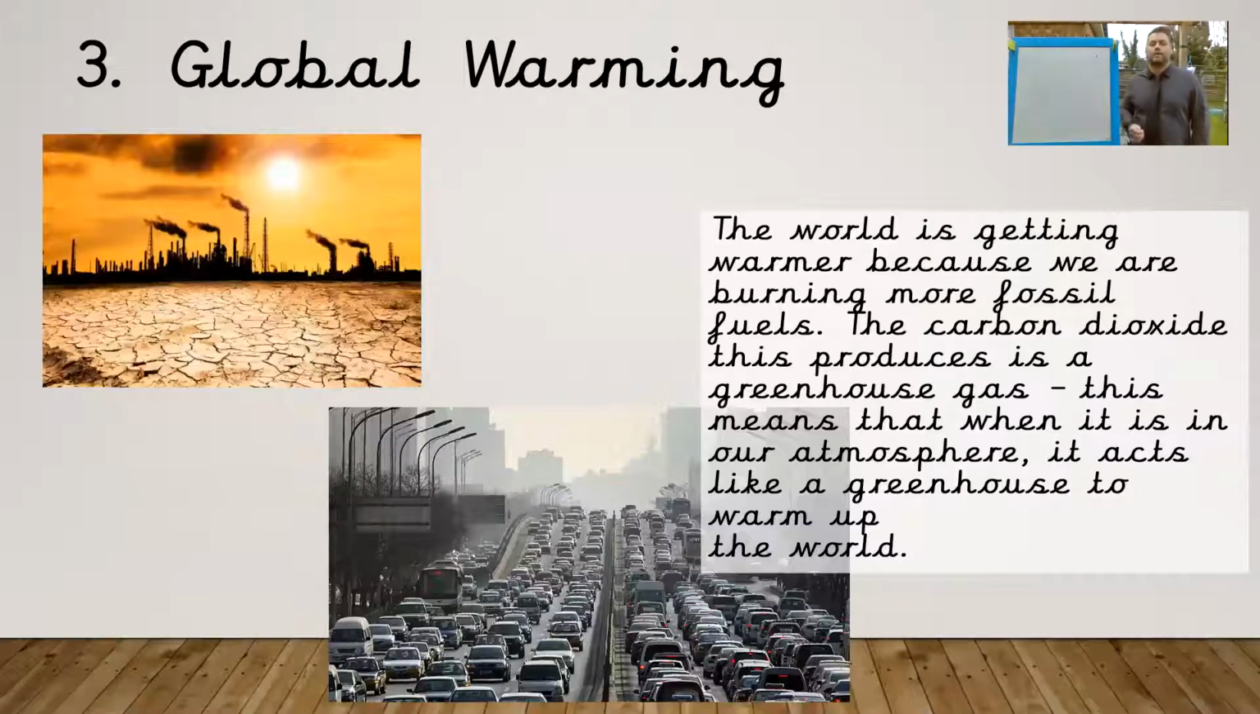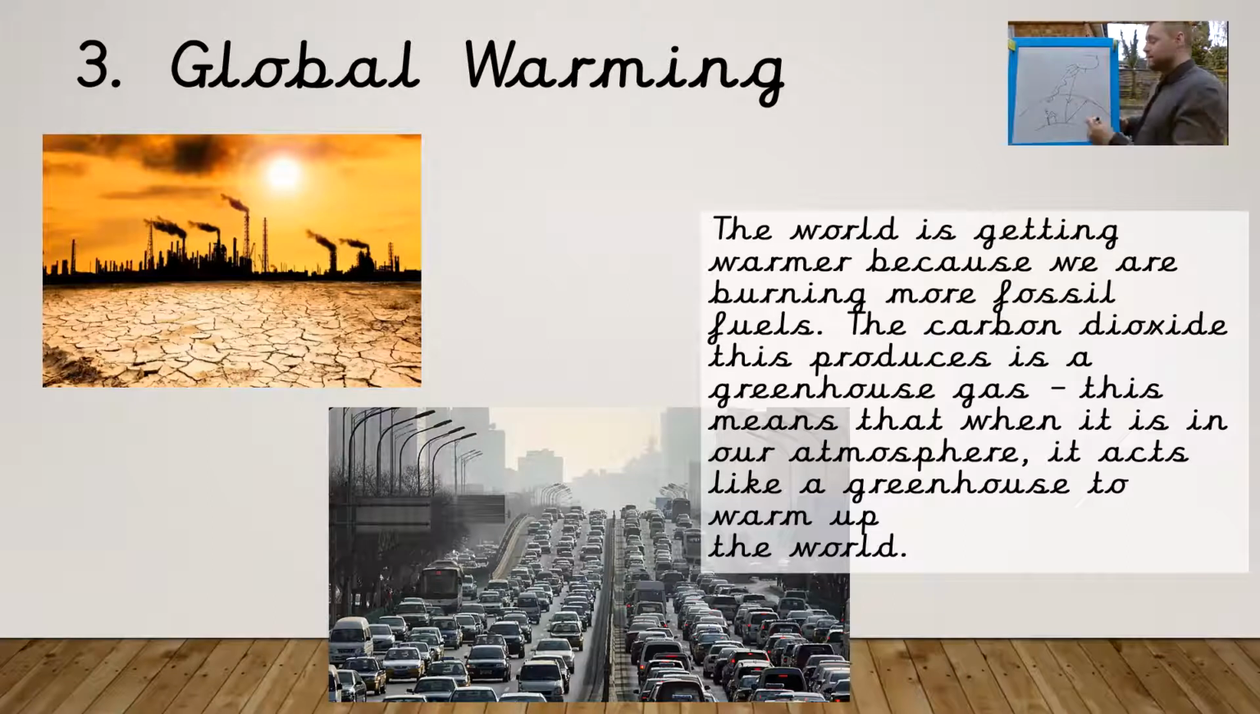Now, global warming. The world is always getting warmer because we are burning more fossil fuels. The carbon dioxide this produces is called a greenhouse gas. This means that when it is in our atmosphere, it acts like a greenhouse to warm up the world. So what happens is the rays of light from the sun come down, and this is our atmosphere here, and this is us here on our houses. So the rays come in, okay? But because we've burnt so many fossil fuels, we've created like a layer so that when the UV lights come in, they don't get out.